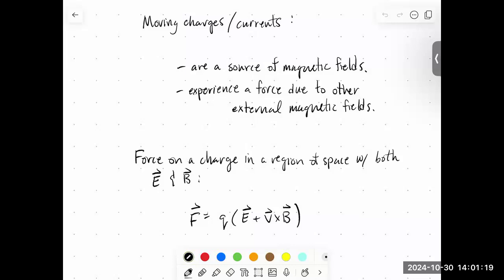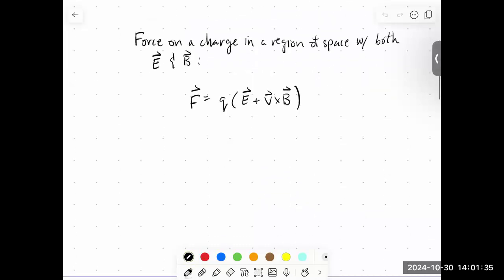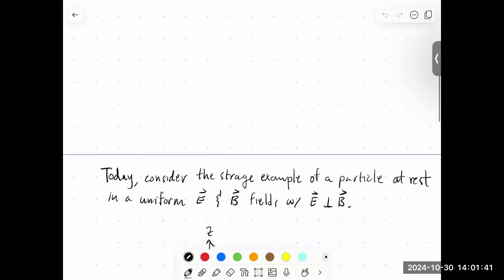The examples we did last time imagined only a charge moving in a magnetic field. I want to think about a fun example that gives rise to surprising motion, where we allow both electric and magnetic fields that are non-zero.